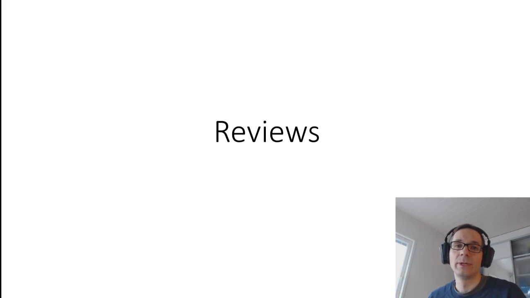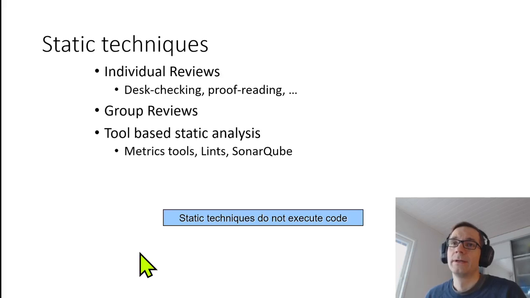We continue by looking at a software engineering quality assurance technique known as reviews. Reviews are part of static techniques. So in static techniques we have individual reviews done by one person. We can have group reviews done by multiple persons. But under static techniques we also have tool-based static analysis. We can have source code metrics tools, we can have lints.